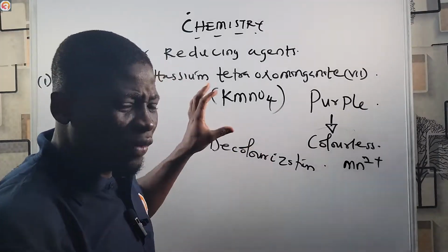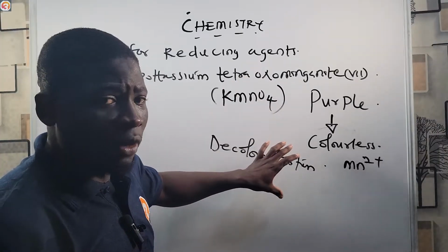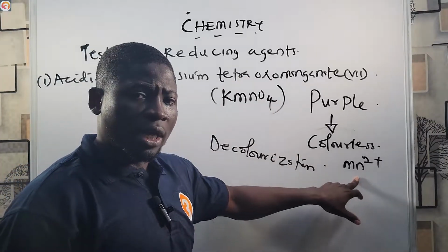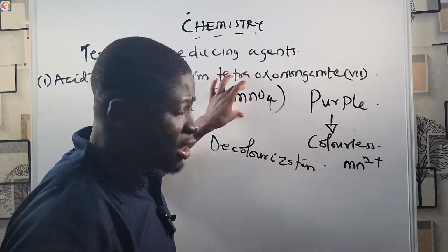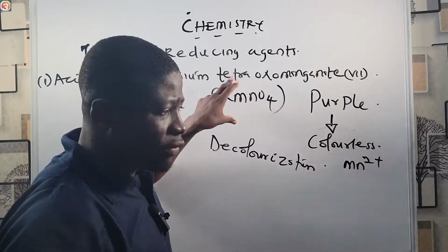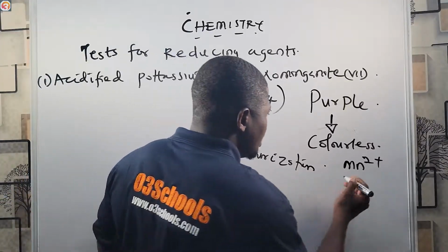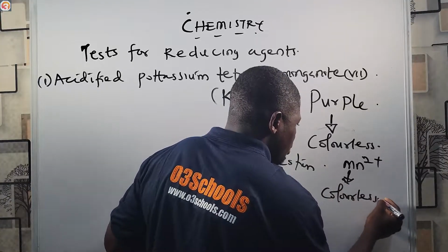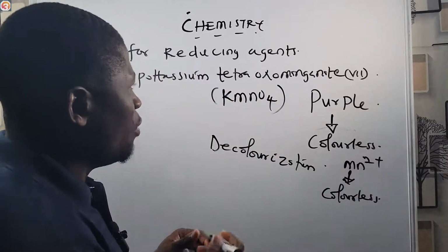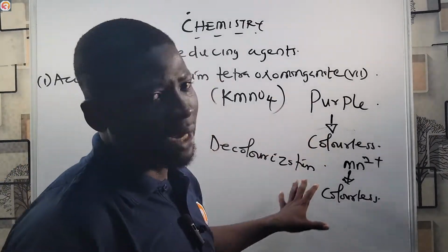So that is the reason behind the decolorization. It is due to gain of electrons by KMnO4 from the test substance, which changes it to Mn2+. This Mn2+ is colorless. So that is what happens when we test with acidified potassium tetraoxomanganate 7.